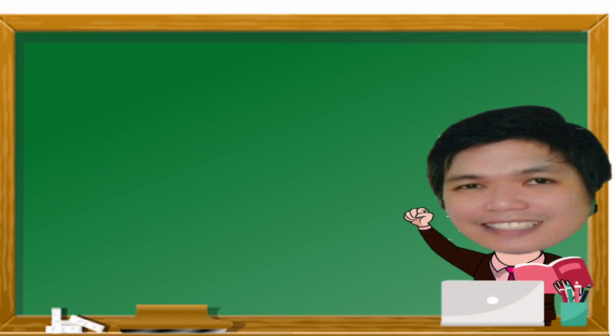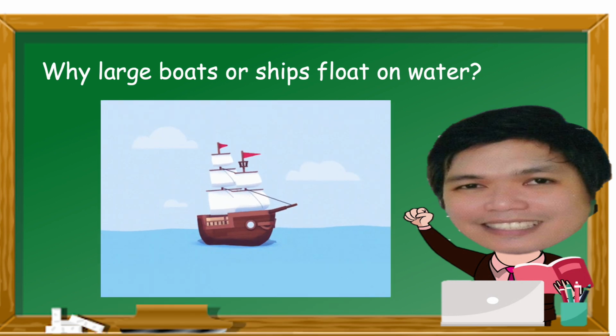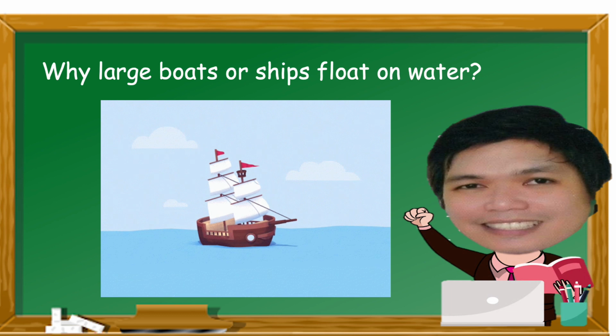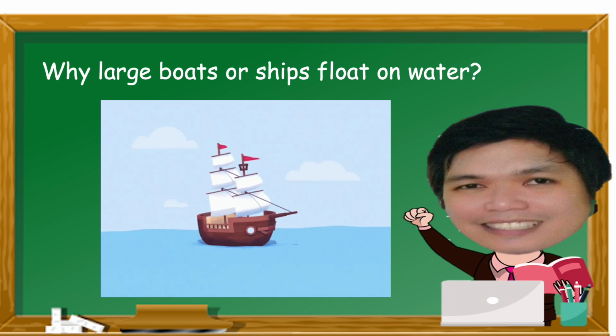Let's apply. Why do large boats or ships float on water? Large ships and boats float on water because the upward push of the water is greater than their weights.